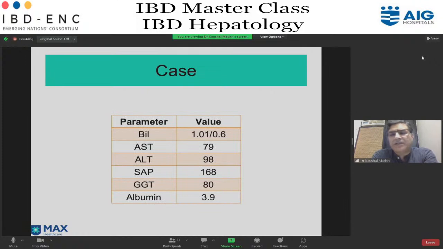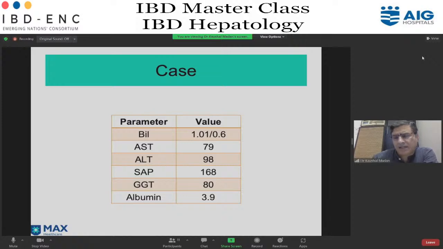So these were the values: bilirubin of 1, AST 79, ALT 98, alkaline phosphatase and GGT just 1.5 times or 2 times upper limit of normal, and a maintained liver synthetic function. I think this is a common scenario which many physicians who've been dealing with IBD would be coming across. So I think the first step is to look at the differential diagnosis and make a diagnosis and proceed from there.